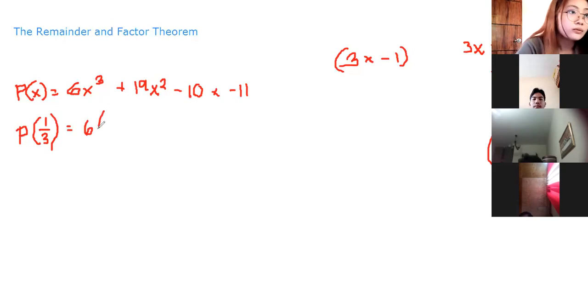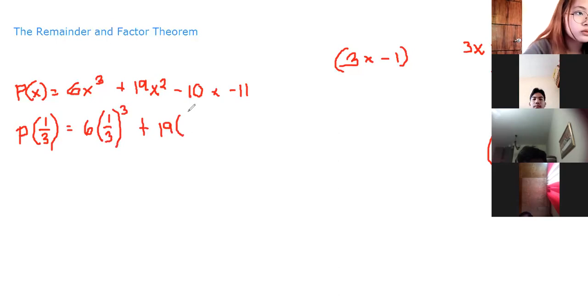6 times 1/3 raised to 3 plus 19 times 1/3 raised to 2 minus 10 times 1/3 minus 11.